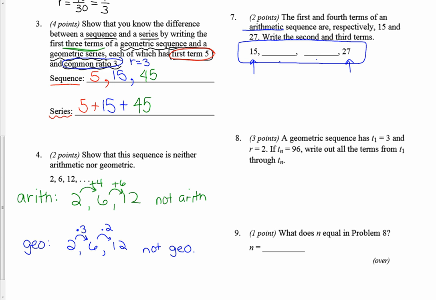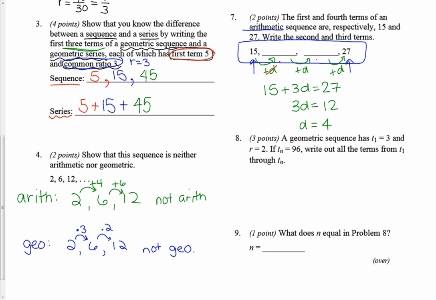If this is arithmetic, that means to get from 15 to the next term, I'd add d. Then to get to the next term, I'd add d again. And finally, to get to 27, I'd add d one more time. So if I start with 15 and I add 3 common differences, that has to get me to 27. So that means the 3 differences, if I subtract 15 from both sides, have to span 12. Divide both sides by 3 gives me a common difference of 4.